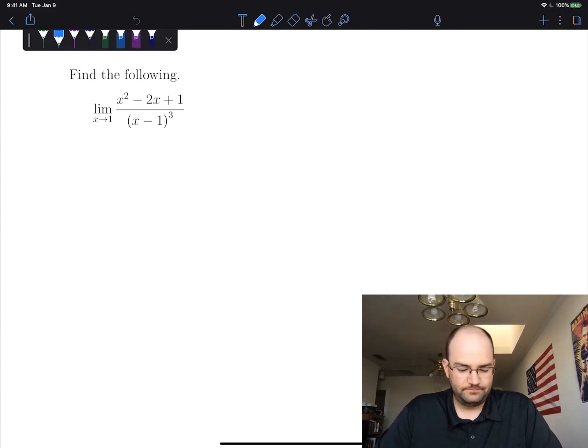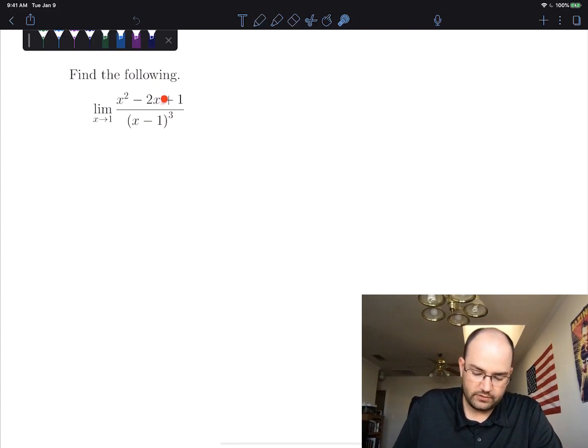Hello. In this video, we want to find the limit as x goes to 1 of x squared minus 2x plus 1 all over x minus 1 cubed. Well, here's the thing. We can't really just plug in the 1 because 1 squared minus 2 times 1 plus 1 is 0, and 1 minus 1 is 0, 0 cubed is 0. We get 0 over 0. So let's see what we can do with this.